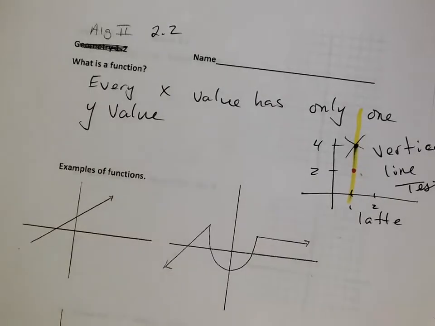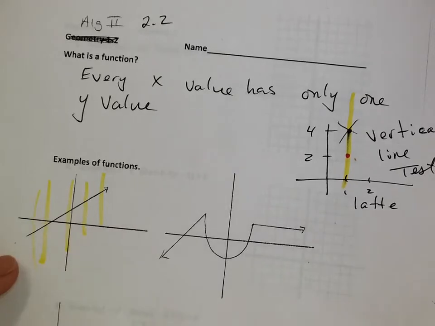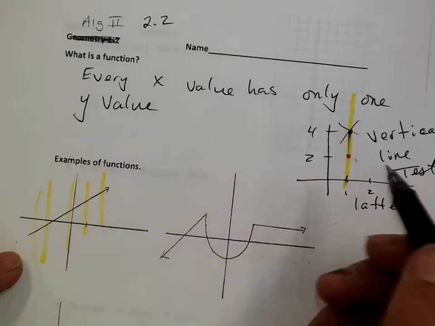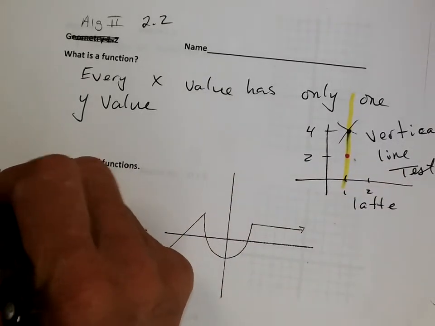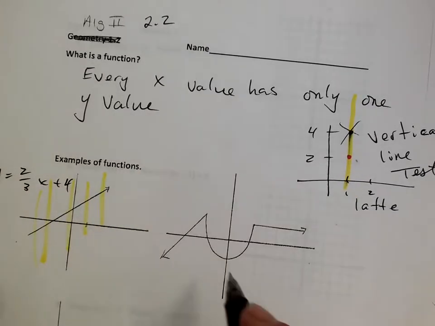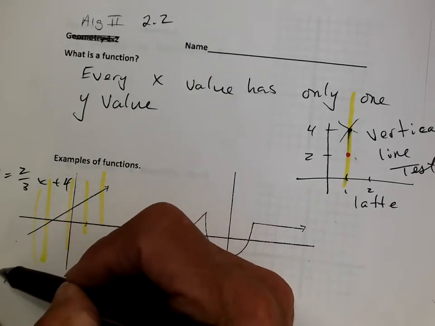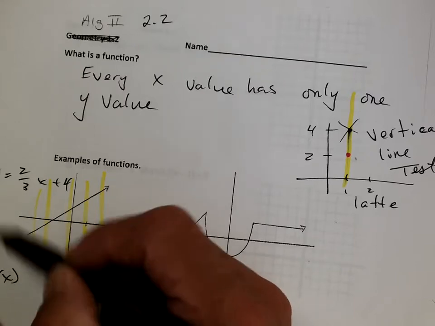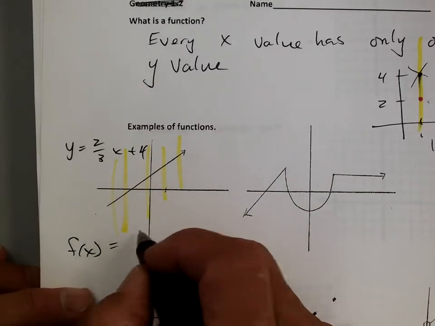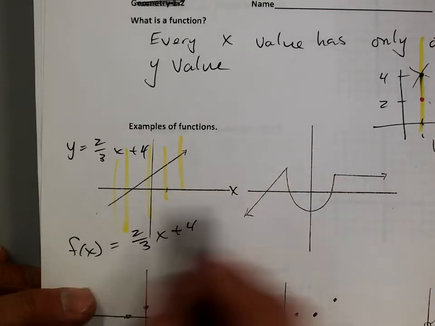So if I take a look at the first example, yep, it passes the vertical line test. There is no place where a single x value has more than one y value, okay? So this is a function. Instead of saying, say, y equals 2/3 x plus 4, if it is a function, we use this symbol, f of x. F of x and y are going to be interchangeable for now. When you see f of x, it means y, okay? So we can just say f of x equals 2/3 x plus 4. X axis represents all the x's, okay?